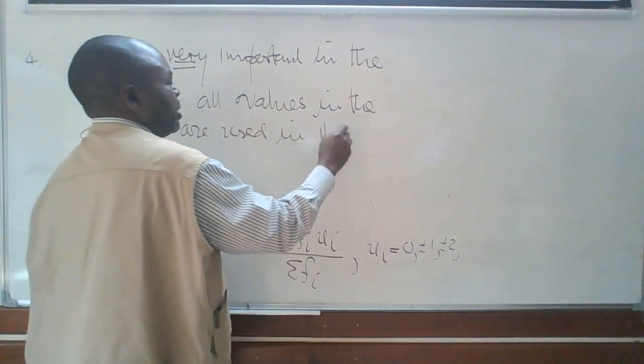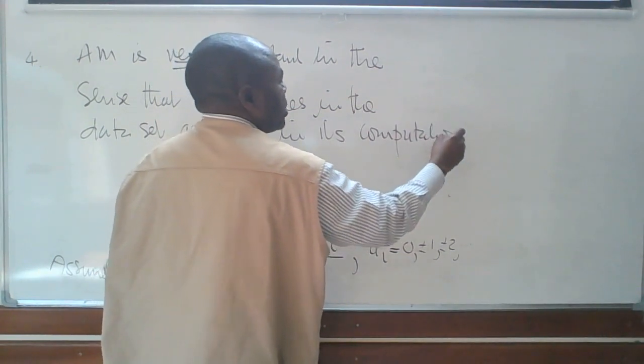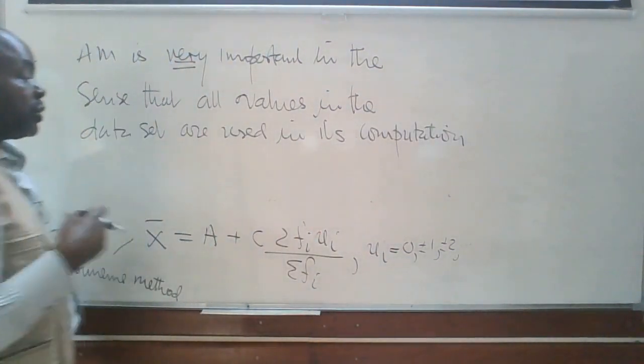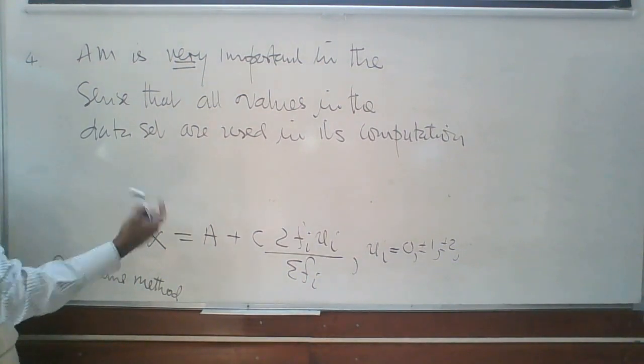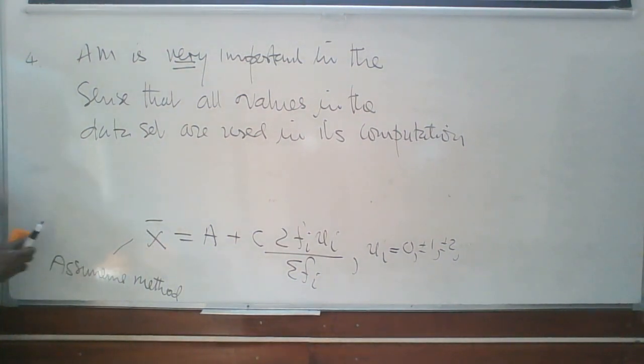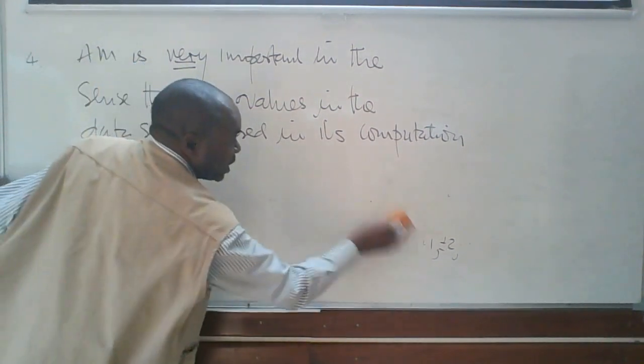in its computation. Remember that when we talked about the mode and the median, these are values we're just picking from the data. The mode was the most frequent value in the data set. The median was the middle value of the data set once data are arranged in order of magnitude. So they were just values being picked from the data. But the arithmetic mean, if you look at the formula like I gave you, you can clearly see that all the values in the data set are used in its computation.